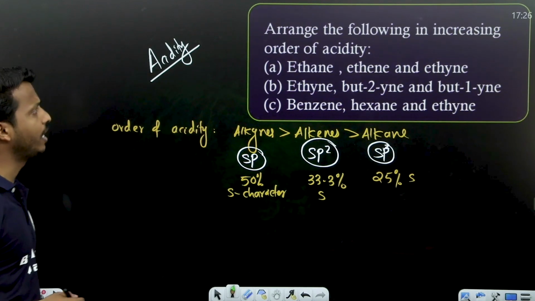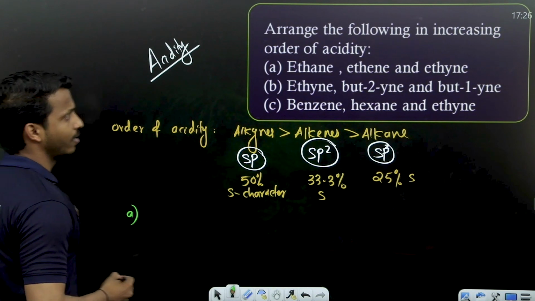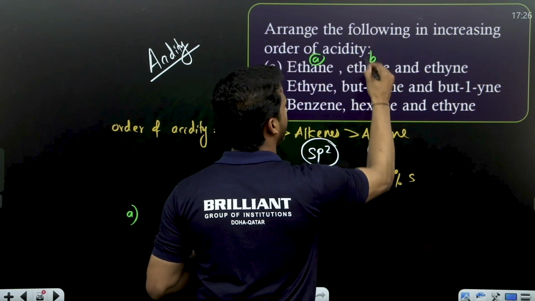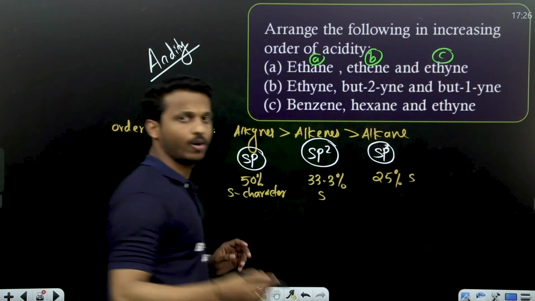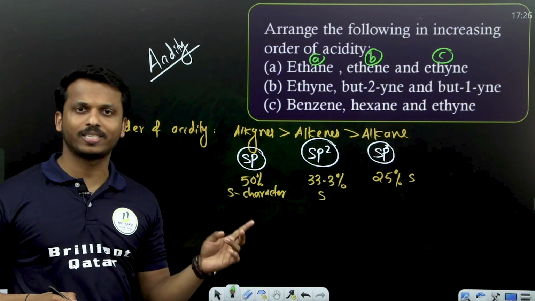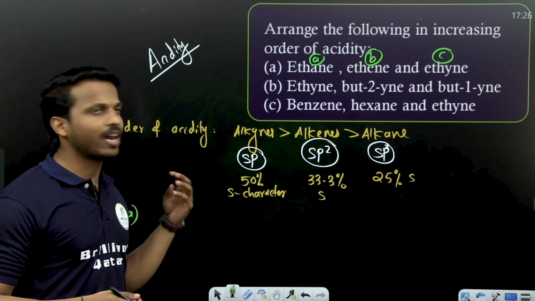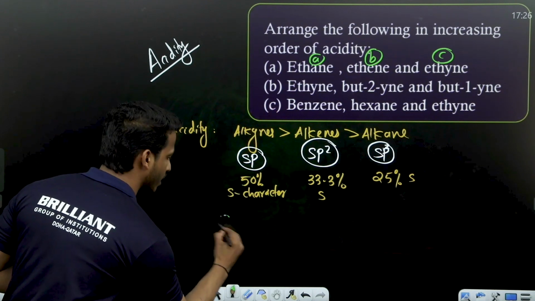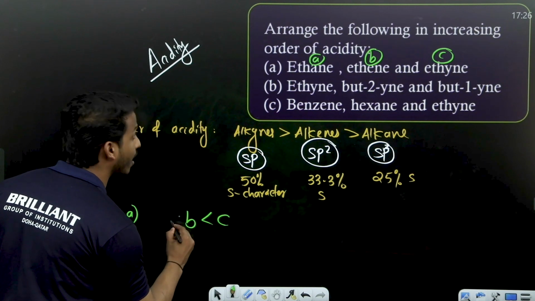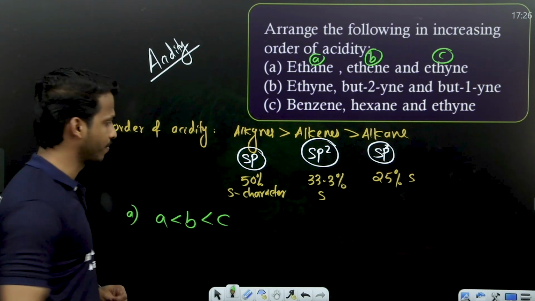Arrange the following in increasing order of acidity. First one, ethane. Let me mark it as A, second compound B, third compound C. Okay, dear all. Tell me. You have ethane, ethene, ethyne. That we already said. You classify them as alkane, alkene, alkyne. Which is alkyne? Ethyne. So C is the most acidic. Then alkene is B and alkane is A. Right? This is the order for the first case.